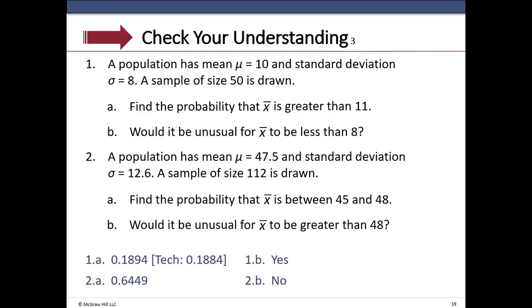Would it be unusual for x to be greater than 48? So what is the probability greater than 48? So second verse 2, lower boundary is 48, upper boundary on the right of 48 is 1, second comma gives me the E, 99, mean is 47.5, standard deviation is 12.6 divided by square root of 112, paste, enter and enter. That probability is greater than 0.05. So it is not unusual for the sample mean to be greater than 48. So that's why 2B answer is no, not unusual.